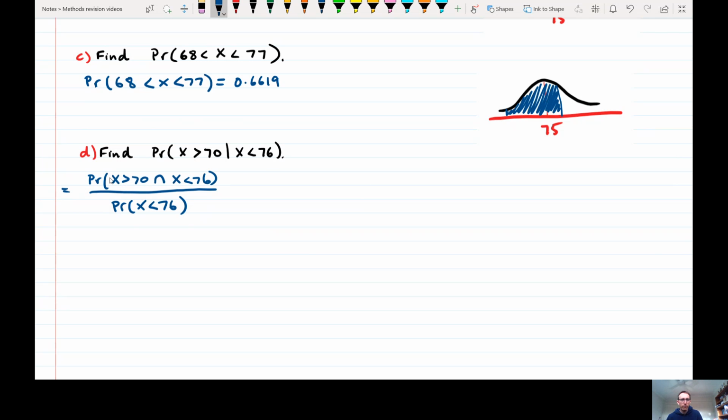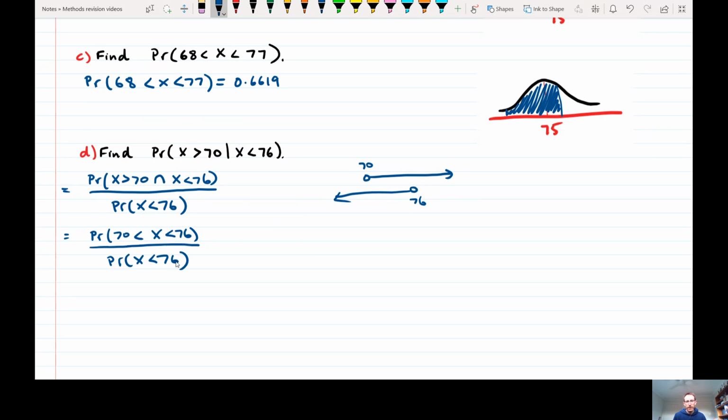Now, trying to work out the interval that is intersecting, let's draw a number line. So that'll be bigger than 70. And this will be less than 76. Look, how would you describe the section that is in common, which is, of course, this bit here? You would describe that as being 70 is less than x, less than 76, and divide it by the probability of being less than 76.